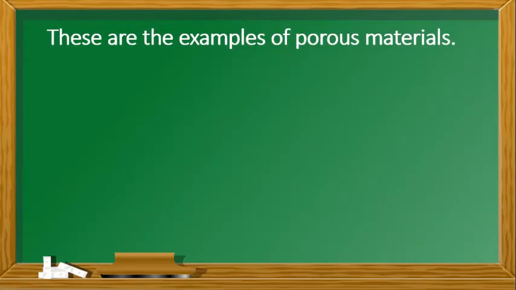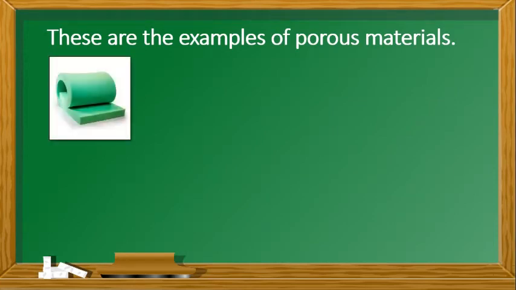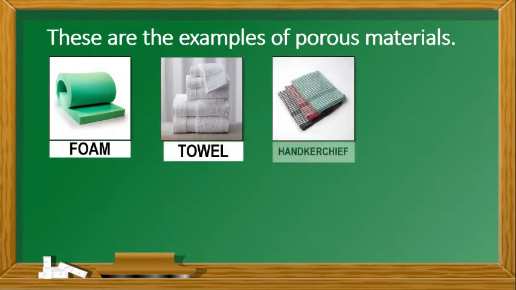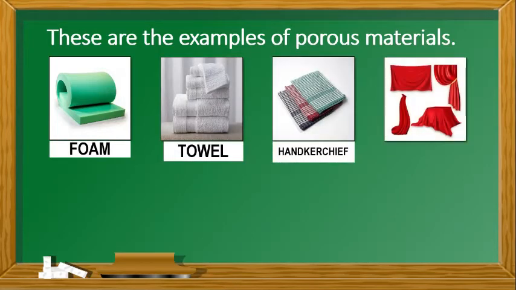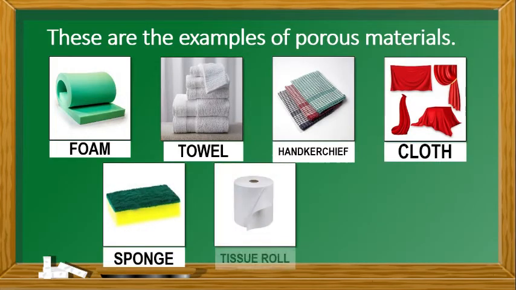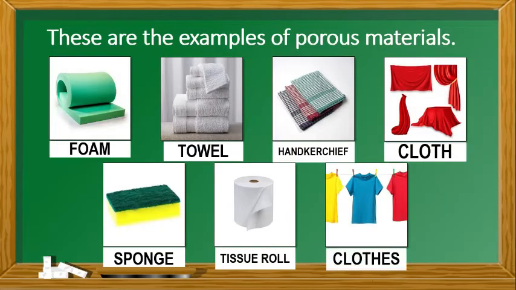These are the examples of porous materials. First one is foam, second, towel, third, handkerchief, fourth, cloth, fifth, sponge, sixth, tissue roll, and the last one is clothes.